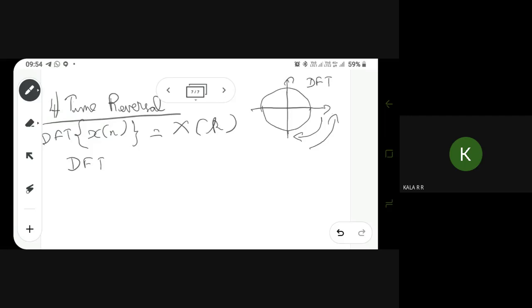So this is the main difference. If you are taking the signal in the anti-clockwise direction, then at this time period it will be x of n, and over here it becomes x of minus n, because generally we move clockwise with respect to DFT. But in the time reversal property, this x of n signal will be moving in the anti-clockwise direction. So now we are taking the DFT for your anti-clockwise direction.